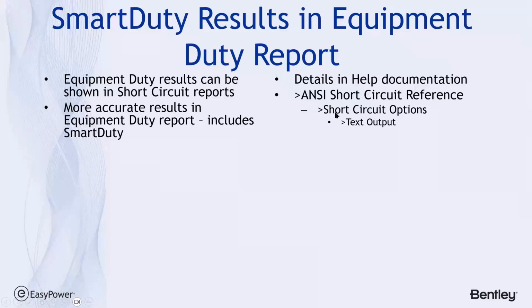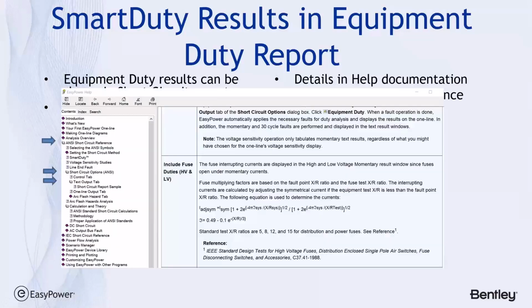ANSI short circuit references are in the help system in EasyPower, and you can find it if you go into the help system and look for ANSI short circuit reference, short circuit options, and then the text output tab. And this explains exactly what I was kind of fumbling around with as far as the test procedure that the factory uses and the fact that EasyPower reverse engineers that result.